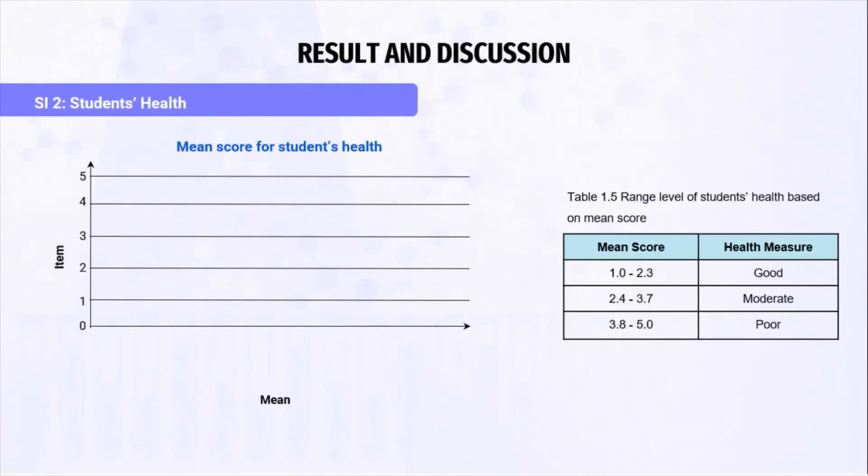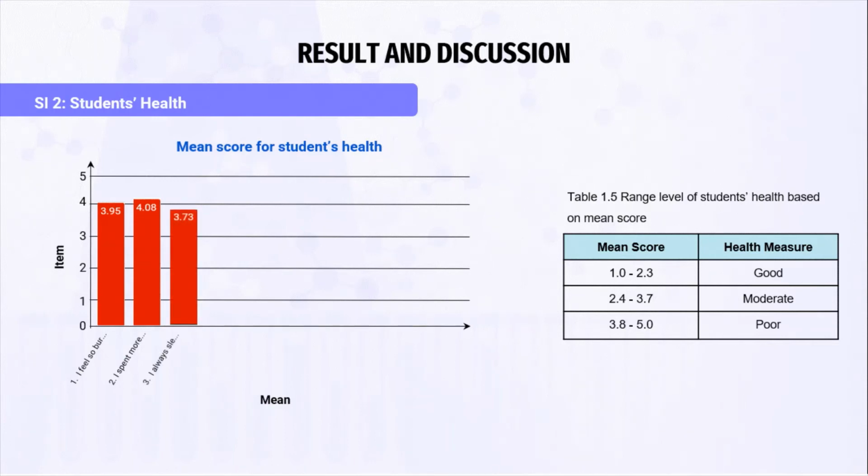This figure shows the mean score for students' health towards online learning. There are 10 items, and the questions related to student health were asked in the survey. For the first item, the graph indicates that the mean score is 3.95, and according to the table of range level of students' health, it is in the poor health measure. This is because most of the respondents felt so burdened during online learning. For the second item, most of them spent more than 15 hours per day facing the laptop, with a mean score of 4.08 that shows a poor health measure. The majority had a neutral or strongly agree opinion when asked whether they always sleep late to review the class recordings again.